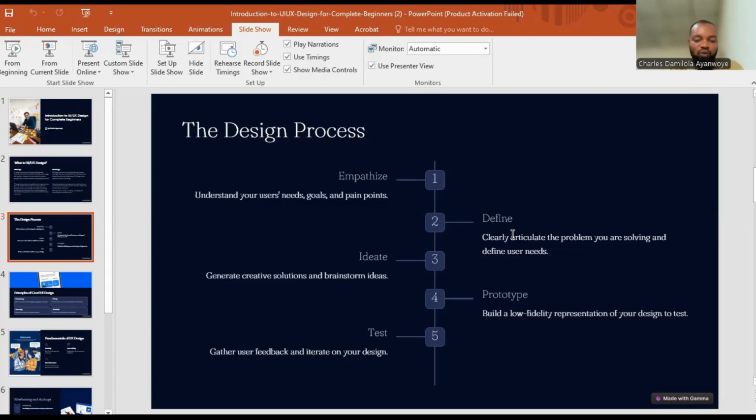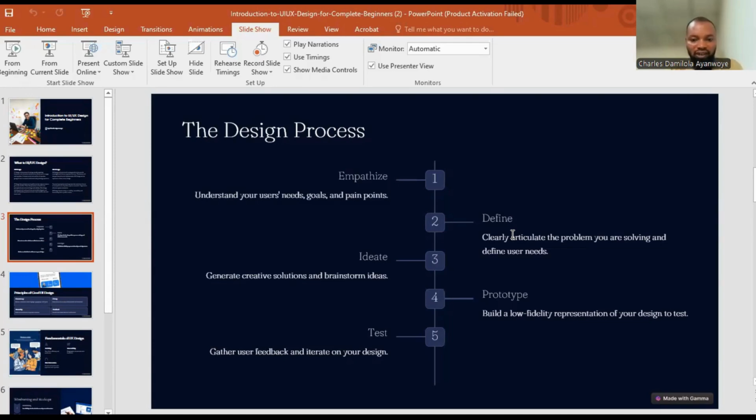But if you're saying, oh, I will remember, imagine you just forget. And the funny thing is, you may not even remember that particular idea again. So in design, in UI UX design, there are no stupid ideas. Generate creative solutions and brainstorm ideas. Put your ideas on paper. Then you can always revisit them. With time, as you brainstorm, as you try to be creative as much as possible, you begin to have what?